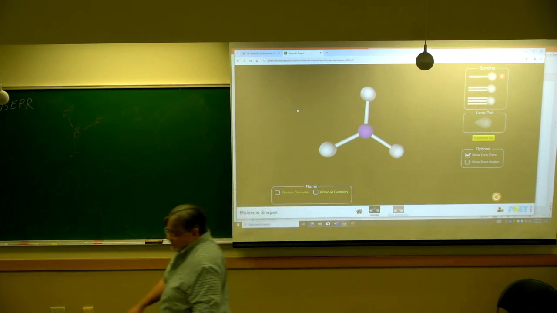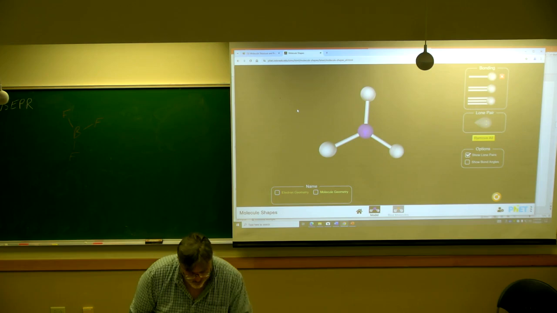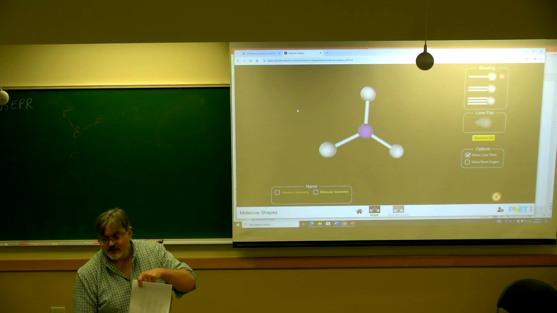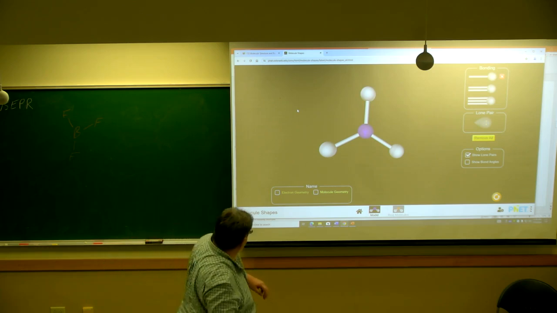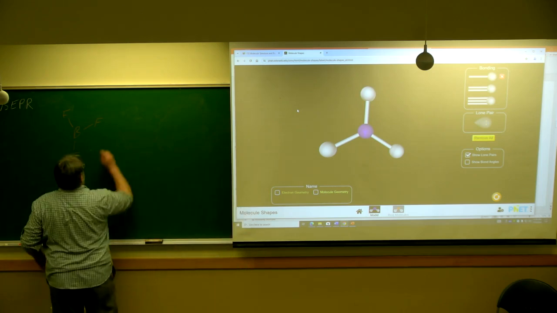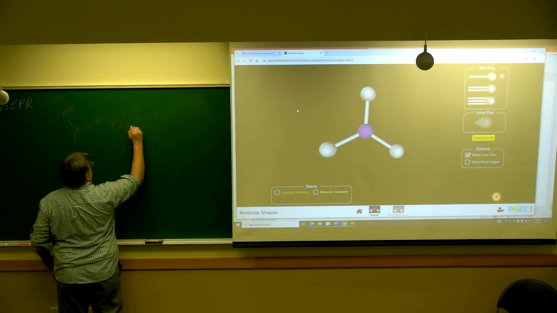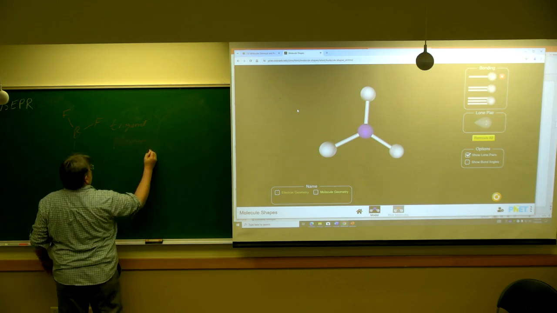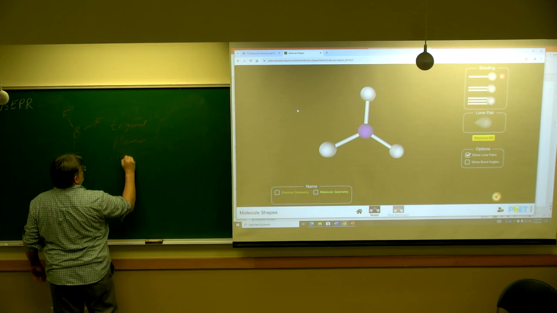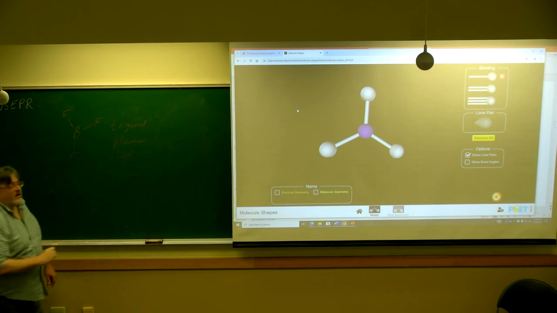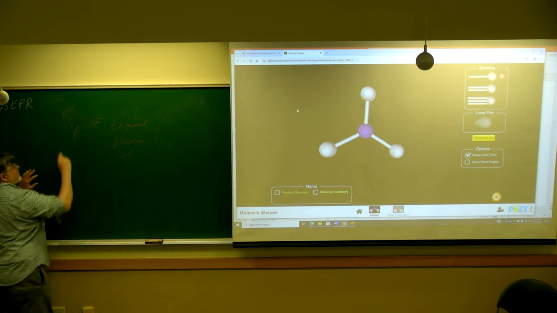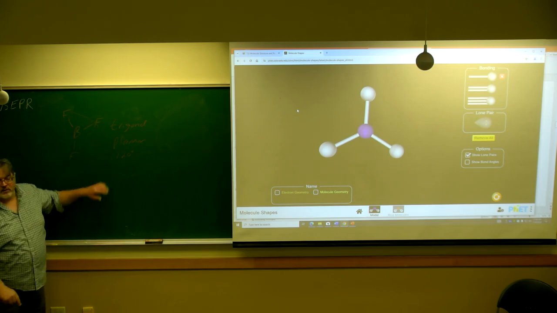360 divided by 3, which is 120. Goodness. And that's what it says on there. So if you've got three things in a plane, the angle they have from each other is 120 degrees. So this is called trigonal planar, and the angle associated with it is 120 degrees. So trigonal, because this is essentially a triangle, all in a plane, so planar, 120 degrees.